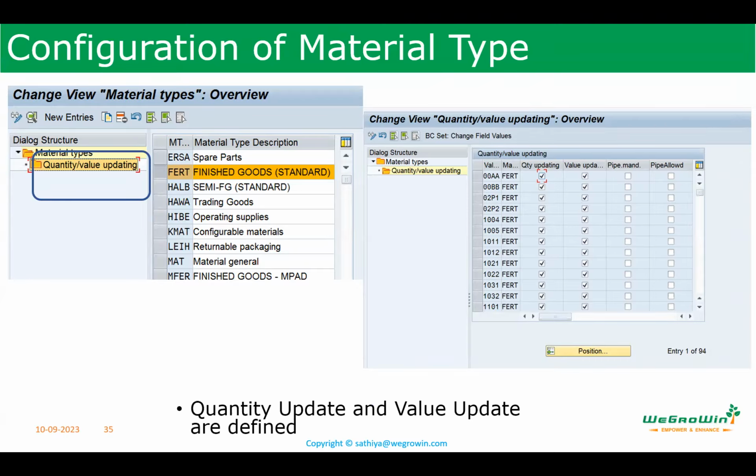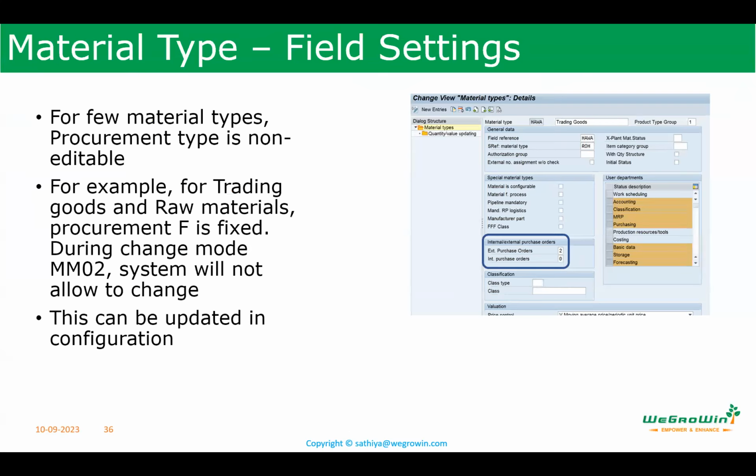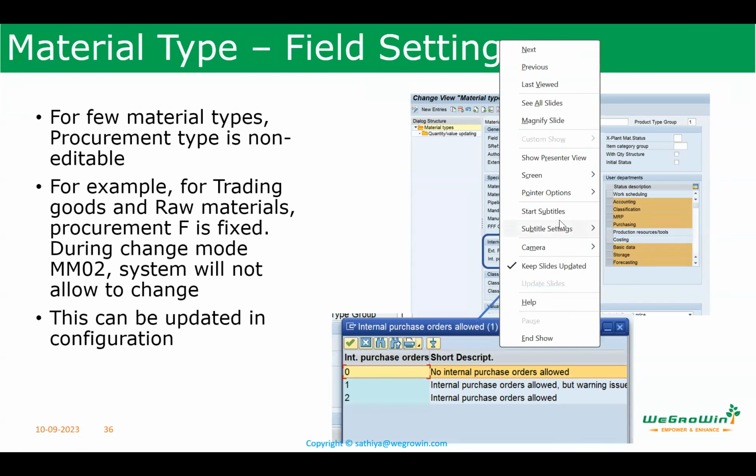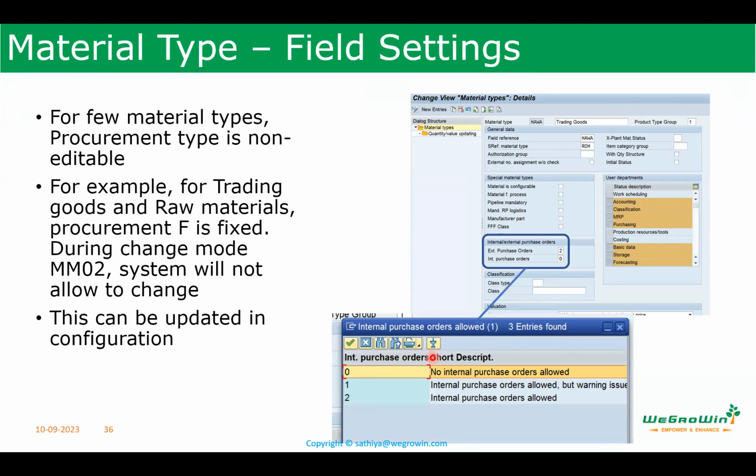See, that itself is having so many things here. Then material type field settings. This is what we discussed, right? If it is, for example, trading items, raw materials, procurement F is fixed. During the change mode, system will not allow. For example, these are the options for the external operations. When you go and see the inside, these are the options. See, what are the options there? For example, in internal purchase is production, no internal purchase orders allowed, which means in-house production is not allowed. Internal purchase orders allowed, but warning issued. For example, you can put it, but system will give a warning message. If you put 2, system will allow it. That is how we configure here.